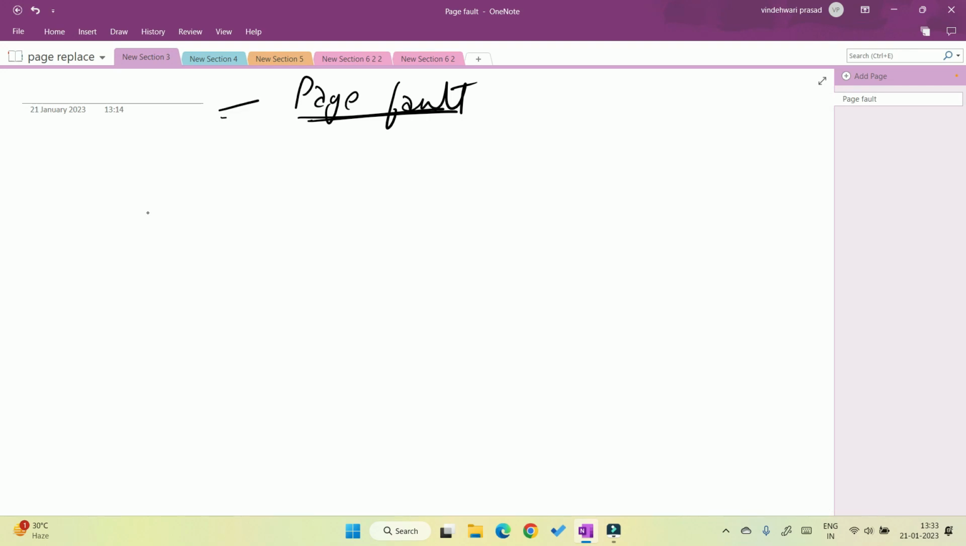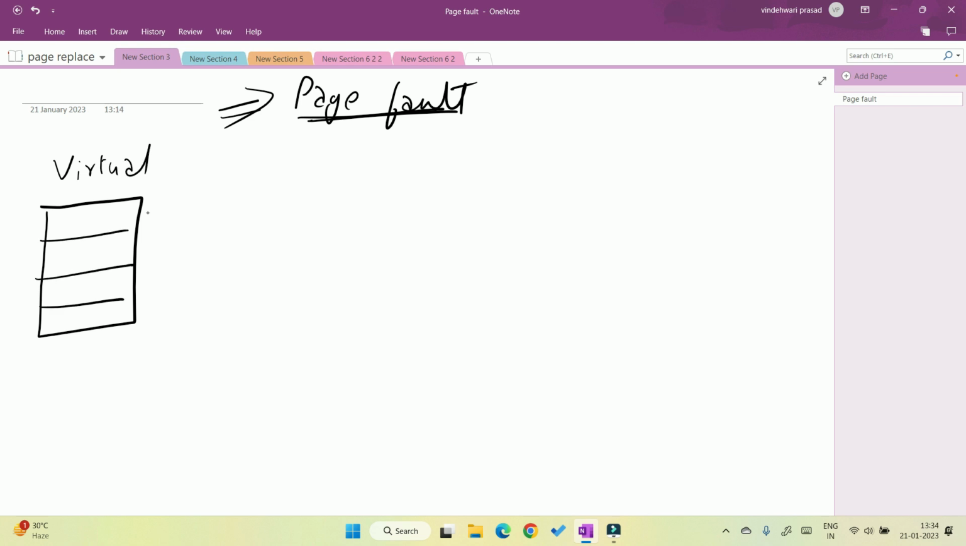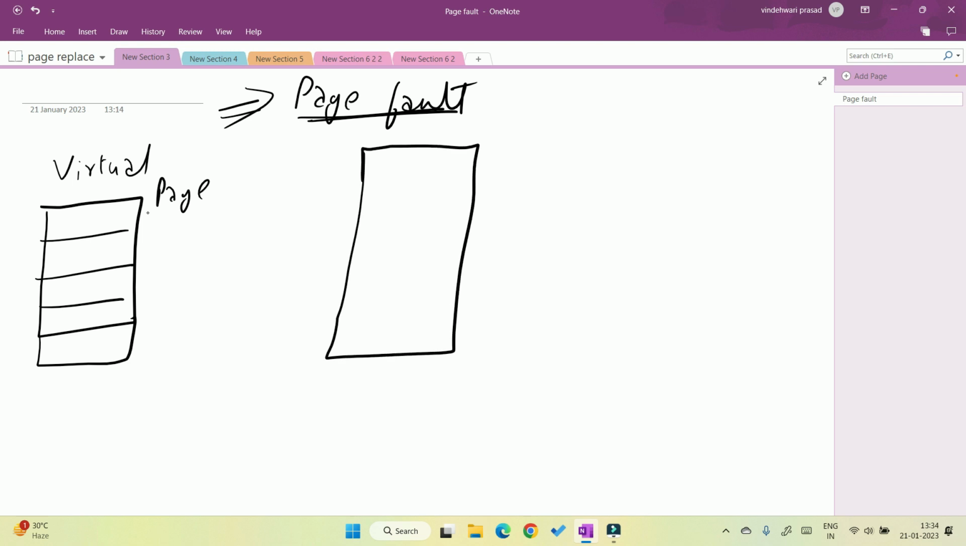This is one of the important concepts, that is page fault. So what is page fault? Suppose you have a process which has a virtual memory. You divide the virtual memory into pages, say 5 pages, and you will map these pages to a main memory. We all know that thing.